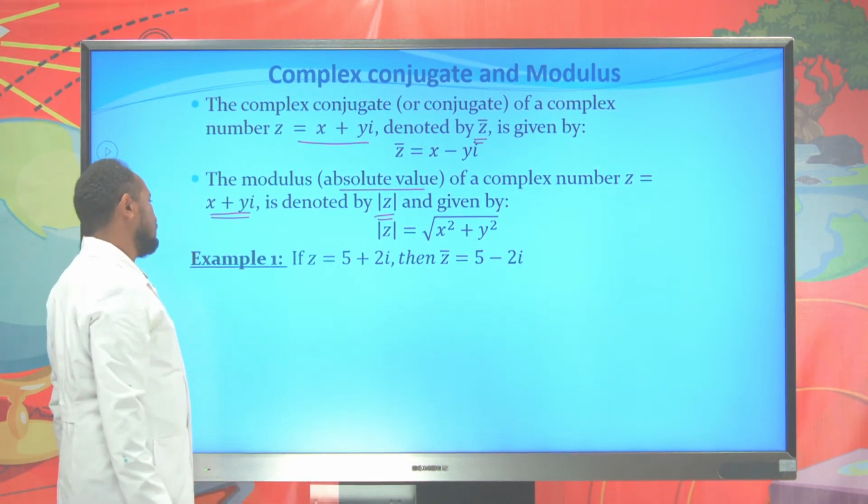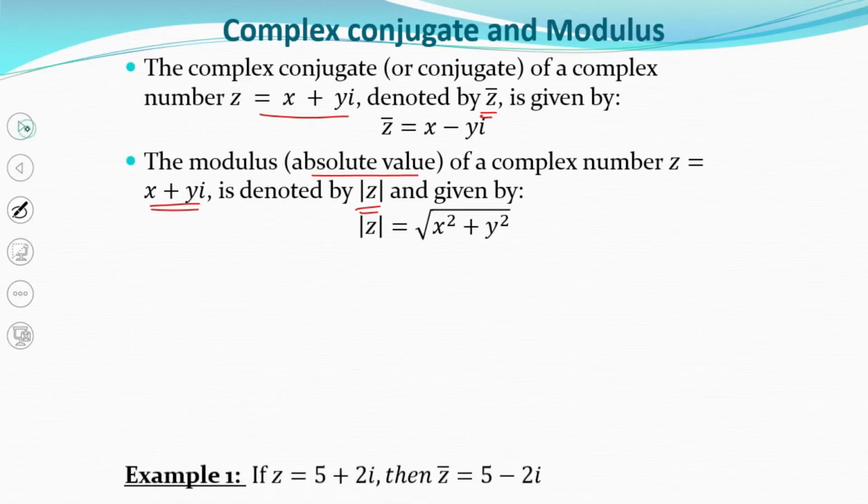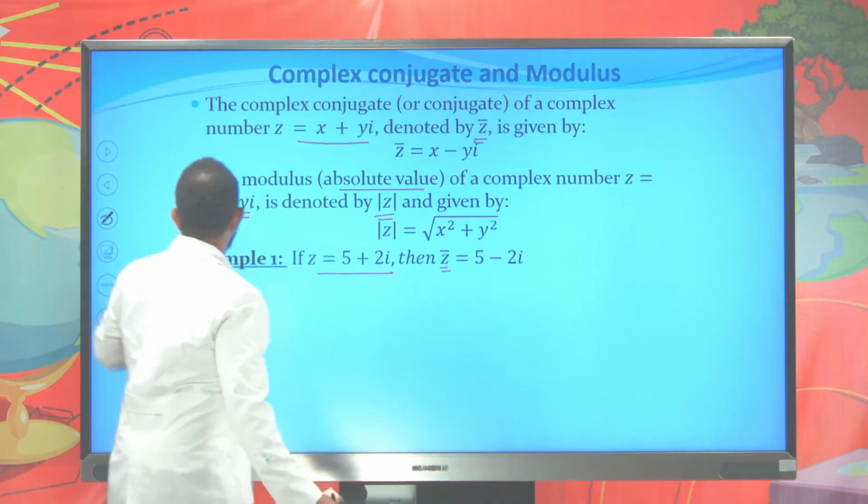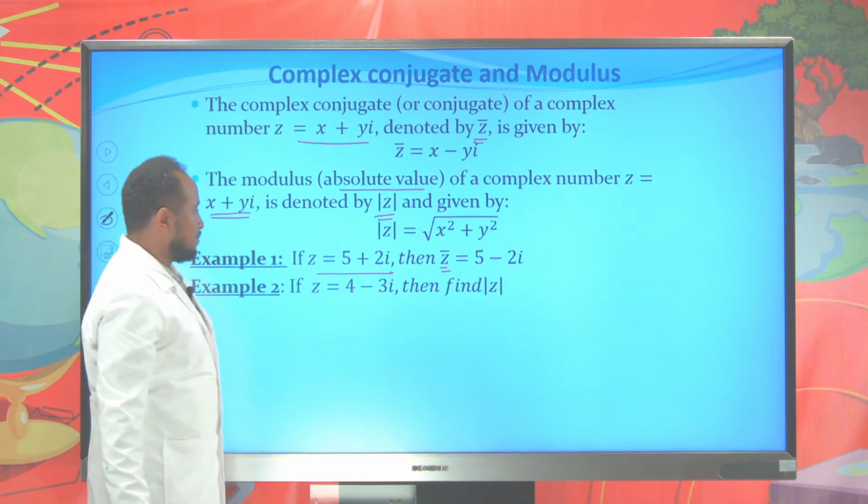Take this one. If we are asked to find z bar, simply the complex conjugate of this number, you take the opposite of the imaginary part, so it will be 5 minus 2i. Now let's see this example.